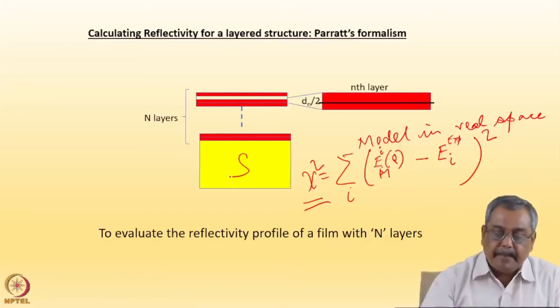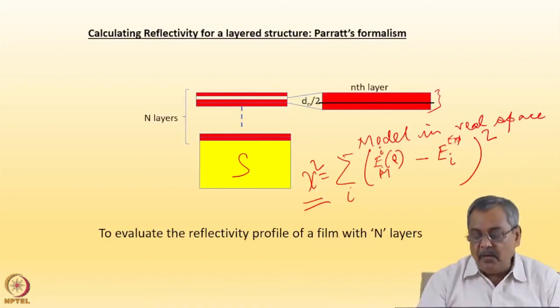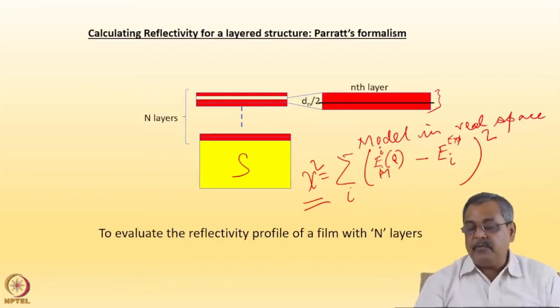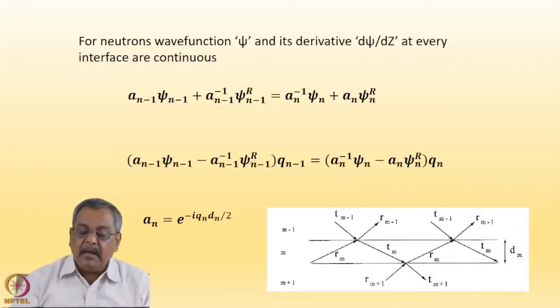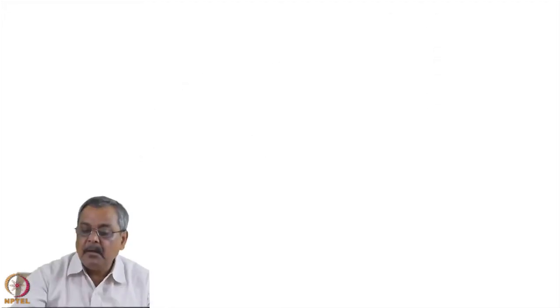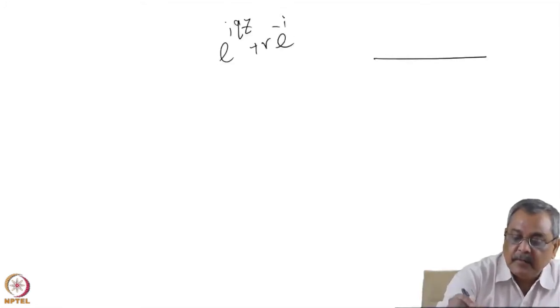You have a substrate on which you grow your film. It can be a bilayer, or it can be a single layer, it can be aperiodic, it can be a trilayer, whatever. And any layer is signified by its thickness in this case. And how do you evaluate the reflectivity profile of a film with n layers? Well, let me briefly introduce you to Parratt's formalism. So earlier I showed you that if I have only one interface, if you remember, I used e to the power i q z plus r e to the power minus i q z, and t e to the power i q z for the transmitted beam.